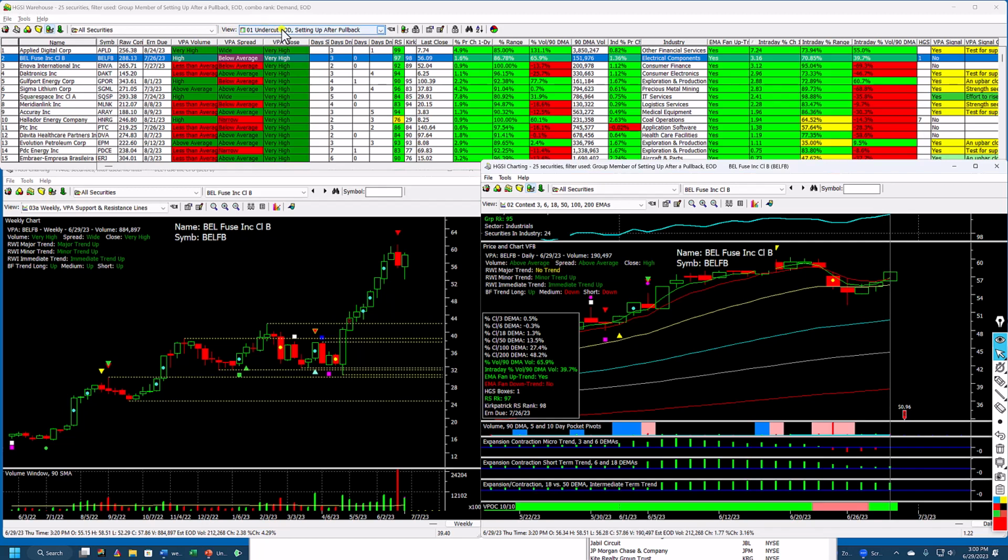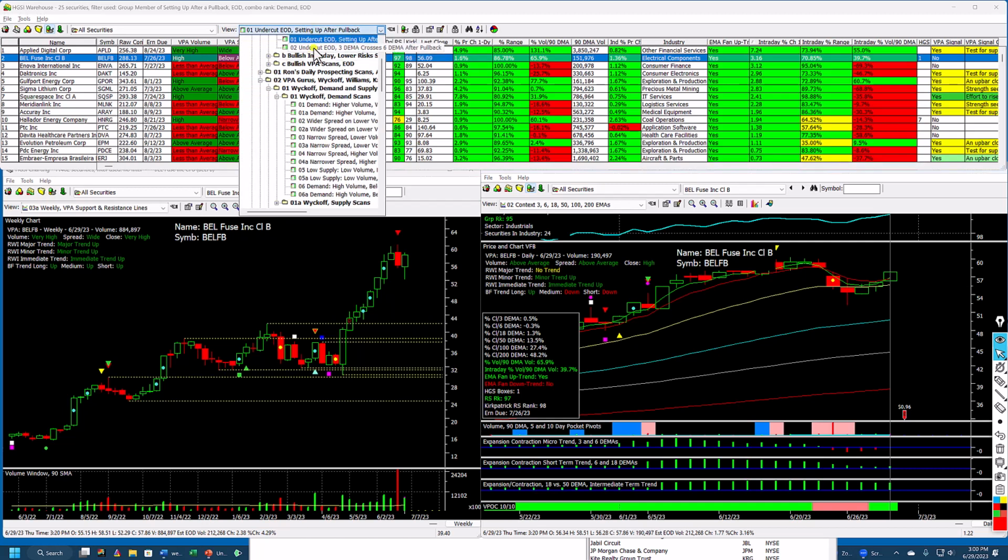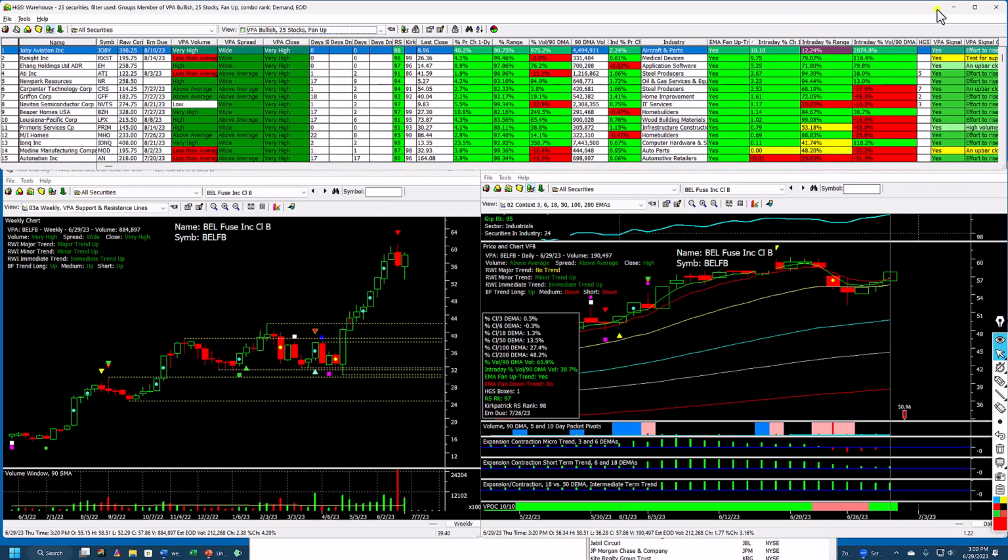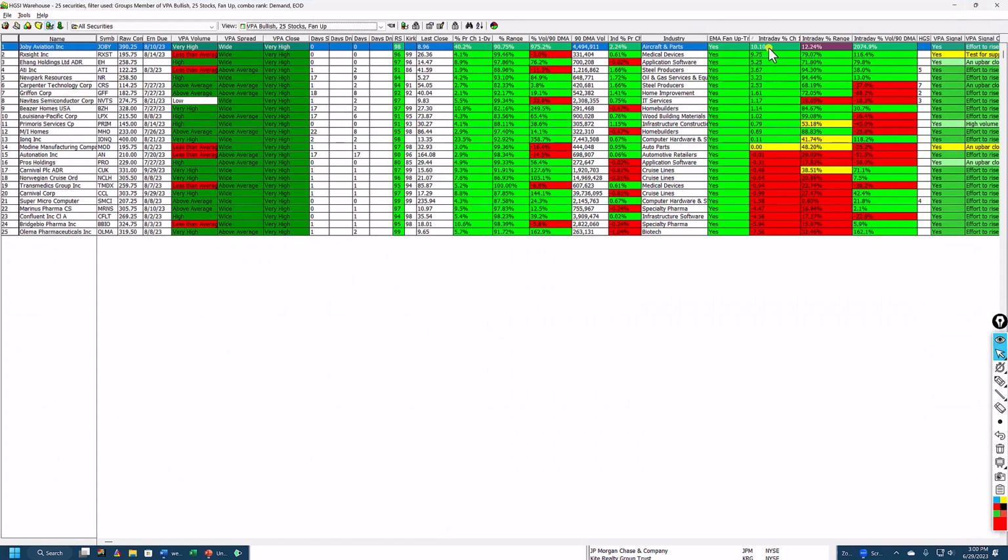So this is an end of day scan which found several good candidates today. I don't have time to go through all of these, but here's VPA flags yesterday. You can see VPA flags on all these. Intraday change, there's about 50-50 on these.